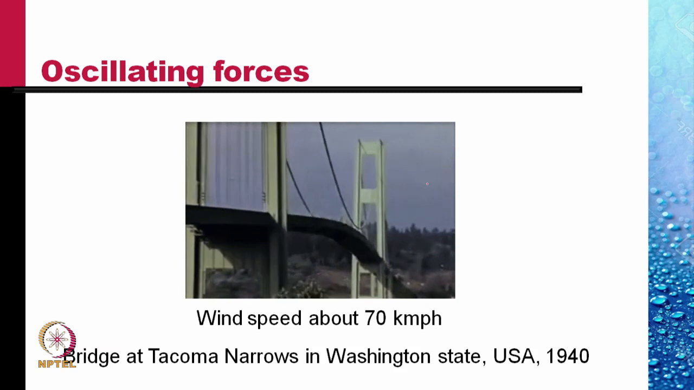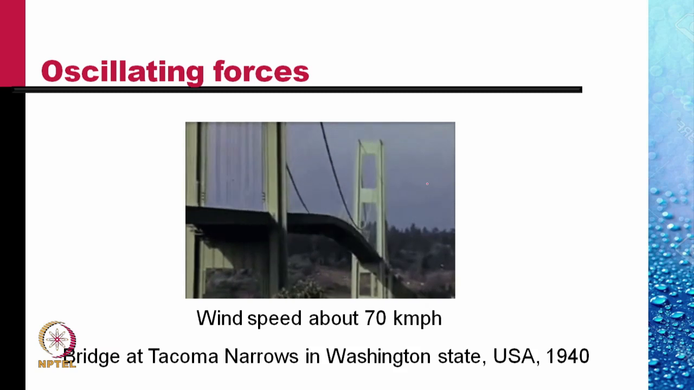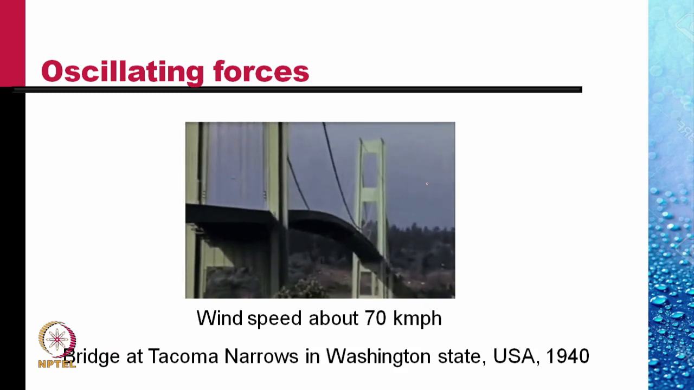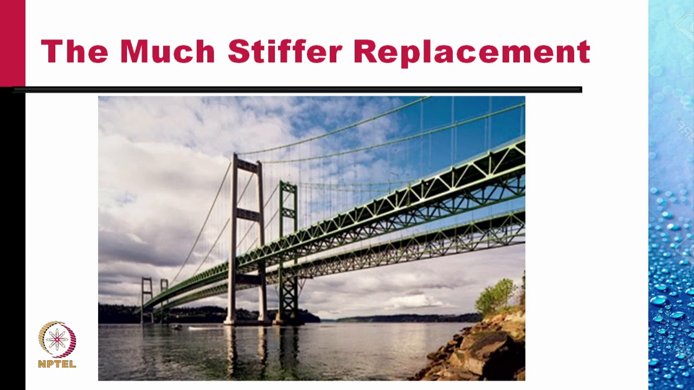And you can see the deck of the bridge started oscillating. This oscillation can result only if there is an oscillating force acting on the deck. Unfortunately, the frequency of these oscillations coincided with the natural frequency of the bridge deck, and the bridge collapsed. The bridge was replaced by a new bridge later on. Note that the bridge has been made much stiffer so that the natural frequency is much higher and the wind would not set it up into resonant oscillations.